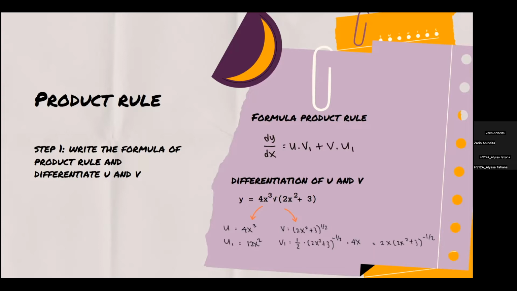And what makes this different from u prime is that from the chain rule formula, you need to multiply it with the differentiated result from the equation in the bracket, which if you differentiate it, it will be 4x. And after that, simplify it by multiplying half and 4x, which the result will be 2x open bracket 2x squared plus 3 close bracket to the power of minus half.